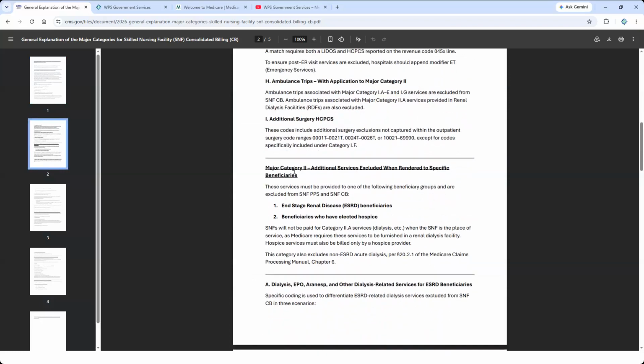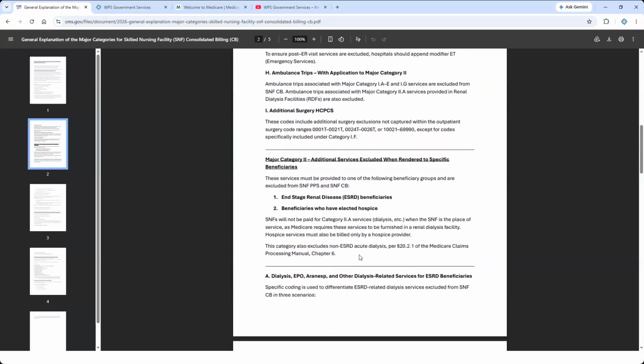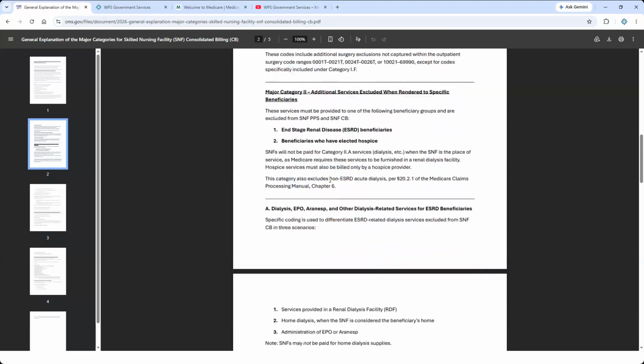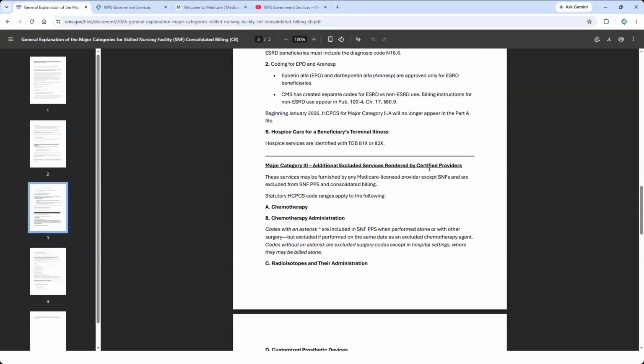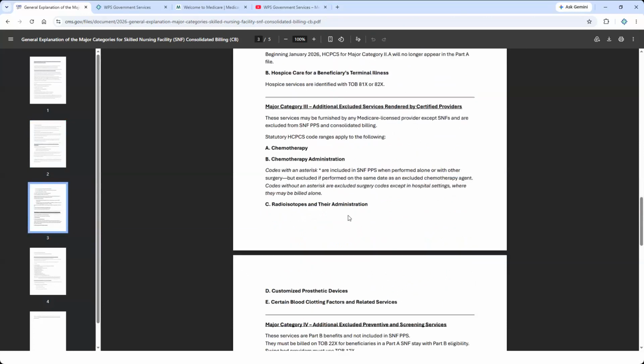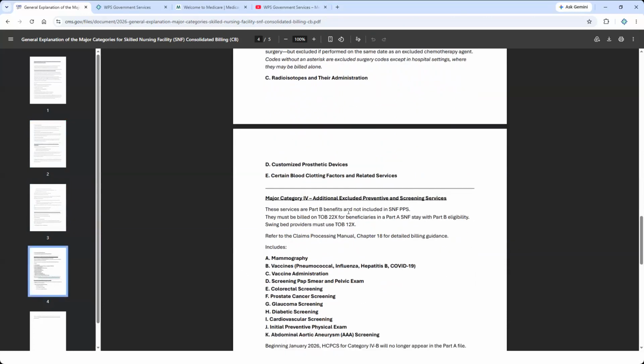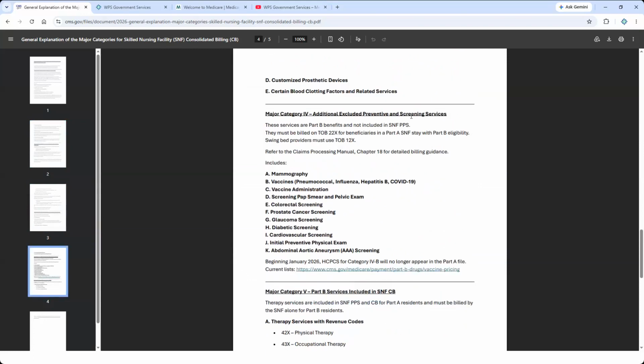Here's some information on additional excluded services, and here's what it applies to. And again, you can look at some of the different pieces of information for major category 2. Here's where major category 3 is explained, and again, chemo, radiology, all of those. Major category 4, again, these are those preventive services that the skilled nursing facility does receive extra money for. So does the swing bed. However, that means that you must bill them for it.